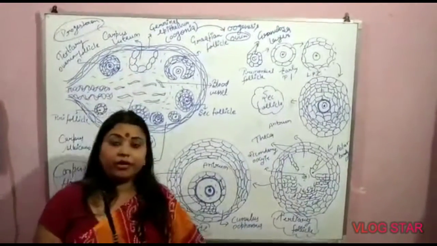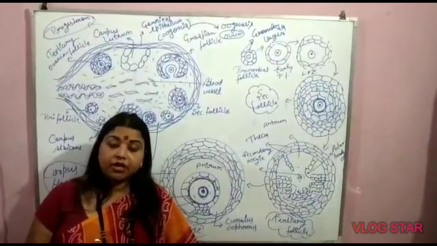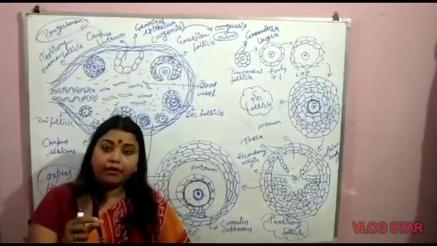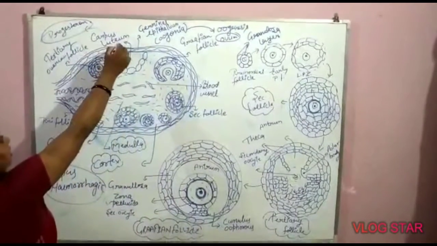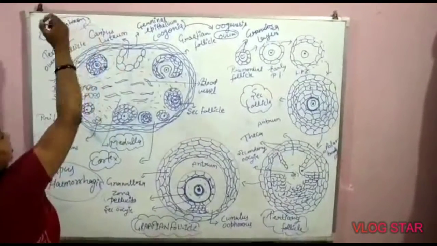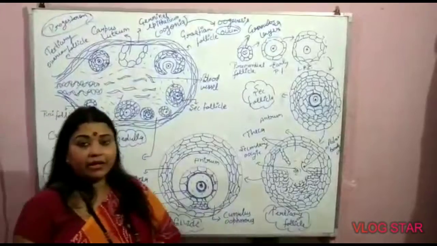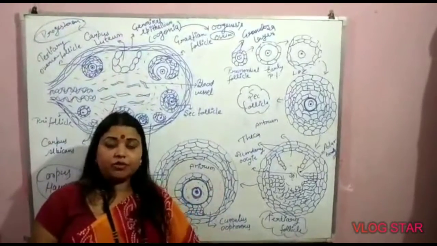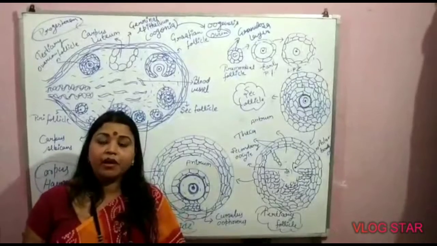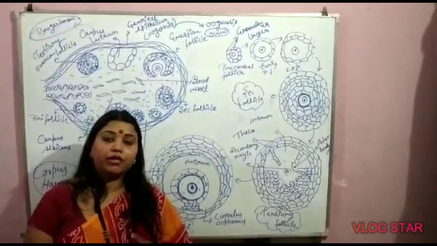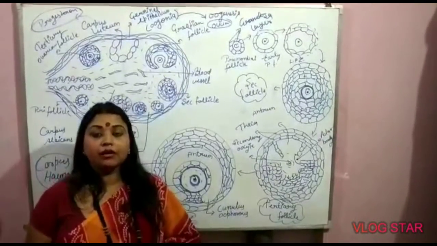But if fertilization does not take place, the wall of the endometrium becomes ruptured, because this corpus luteum becomes ruptured. So the progesterone will definitely decrease. So when progesterone decreases, its effect on the endometrium also decreases, and as a result the endometrium wall is disturbed. That is called menstruation.